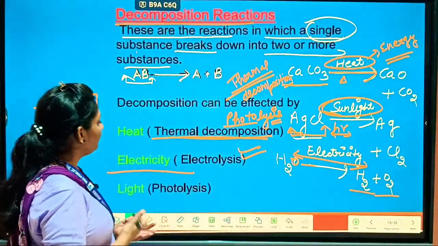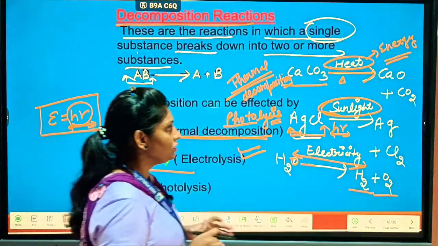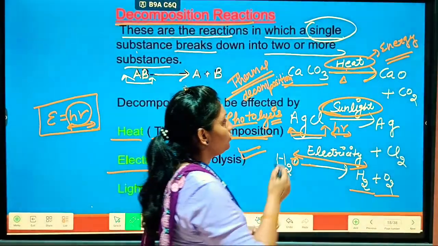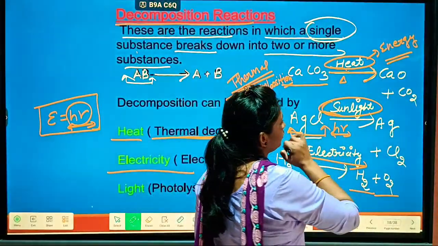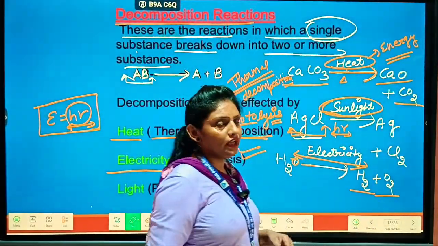Decomposition can be affected by heat. If we decompose the substance in presence of heat, then it is known as thermal decomposition. Here, if you provide heat to calcium carbonate, then it can break into calcium oxide and carbon dioxide.